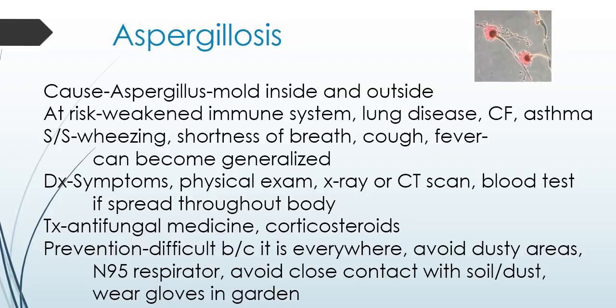As we're going through the slides, each slide will have a photograph of what the fungus looks like under a microscope. So aspergillosis is caused by an aspergillus mold that you can find inside and outside of your house. Most people are not going to get this disease. However, if someone has a weakened immune system or lung disease like cystic fibrosis, or the person has asthma, then that person is more likely to come down with this fungal infection.